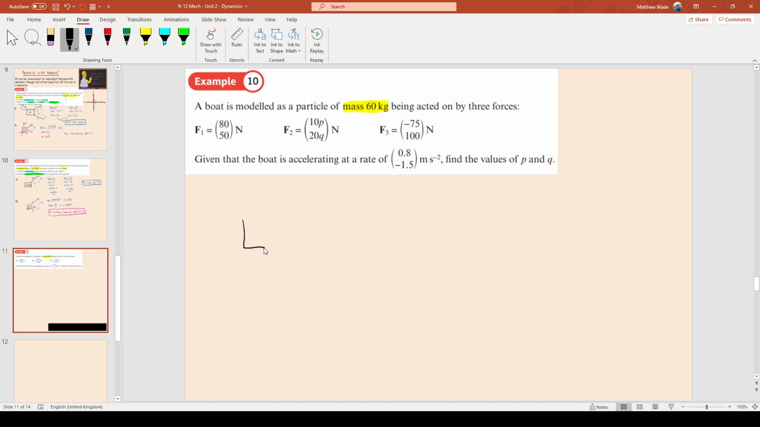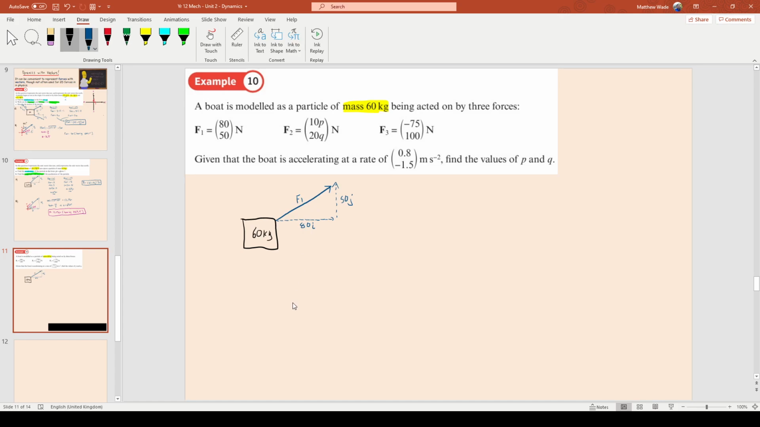So here we go. There's our boat. Our boat weighs 60 kilograms. Lovely free body diagram. Okay, first force is 80, 50, which means it goes 80 to the right, because that's the i, right? It goes 80i, and then it goes 50j. Cool, 50j. So there's your F1 drawn out as a vector.